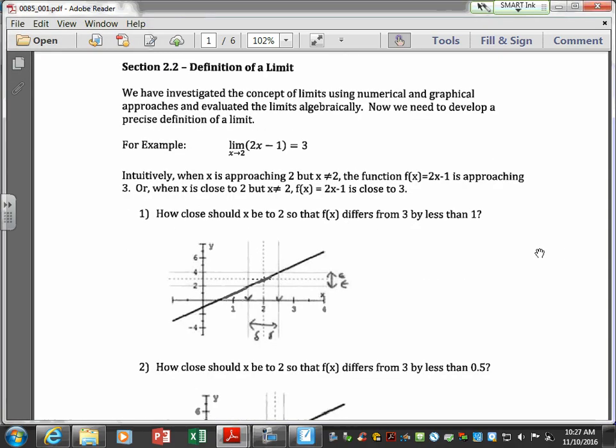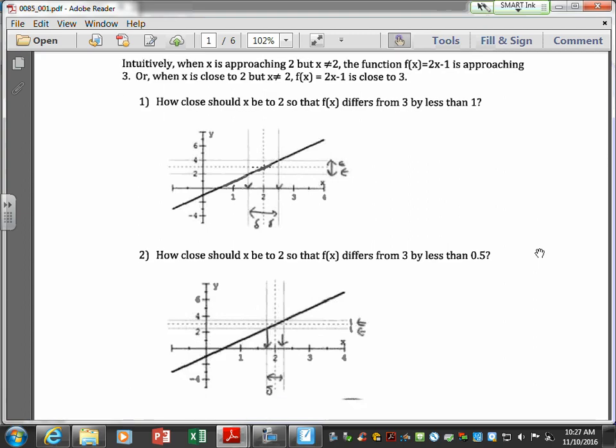Now, when we're going to talk about a definition, I want you to consider a couple of things. How close should x be to 2? How close should our x be to this value so that our f of x, which is our y, differs from our limit by less than 1? So our limit over here was a 3. So we want to know, this is a delta. We want to know in question, what does delta have to be so that we have this kind of condition.